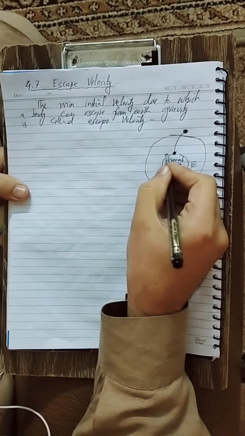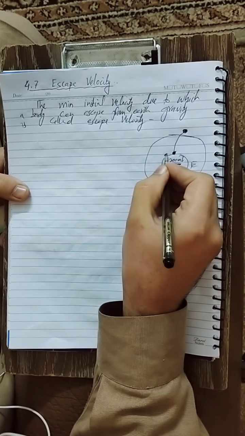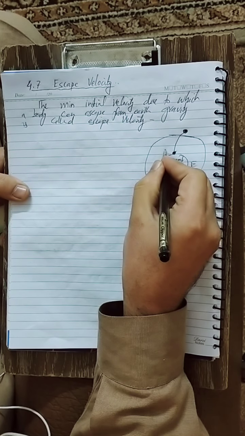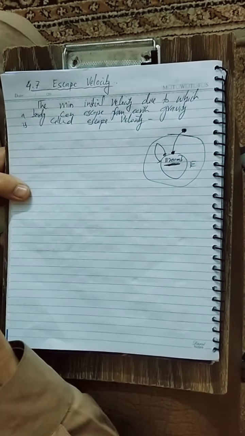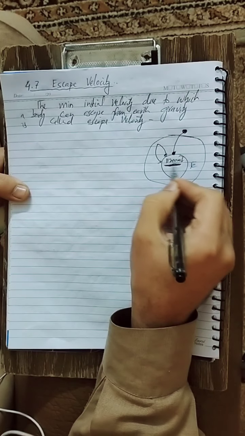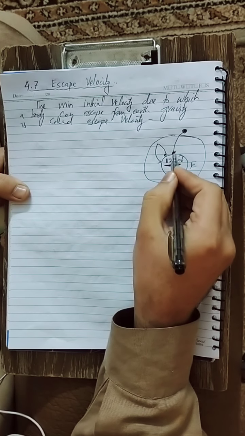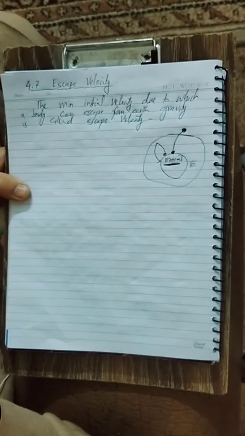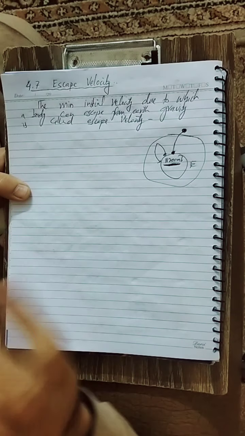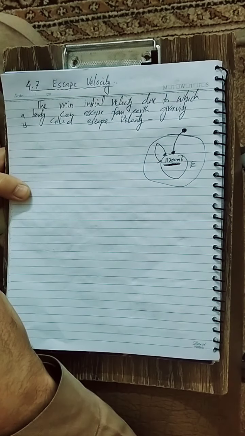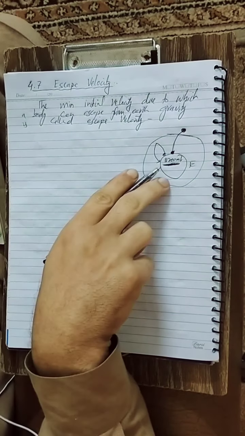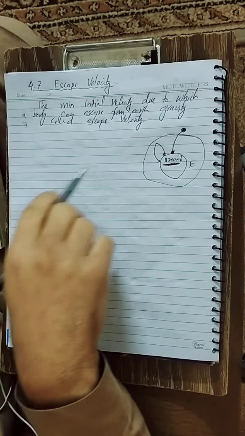If you give a velocity smaller than this velocity, this body will move up and slow down, and then it stops, and then it will come back to the earth. But when you give this much energy, 11,200 meter per second, it will escape from the earth's gravity and be out of the gravity, so that it can never come back to the earth's surface. So this 11,200 meter per second is called the escape velocity.